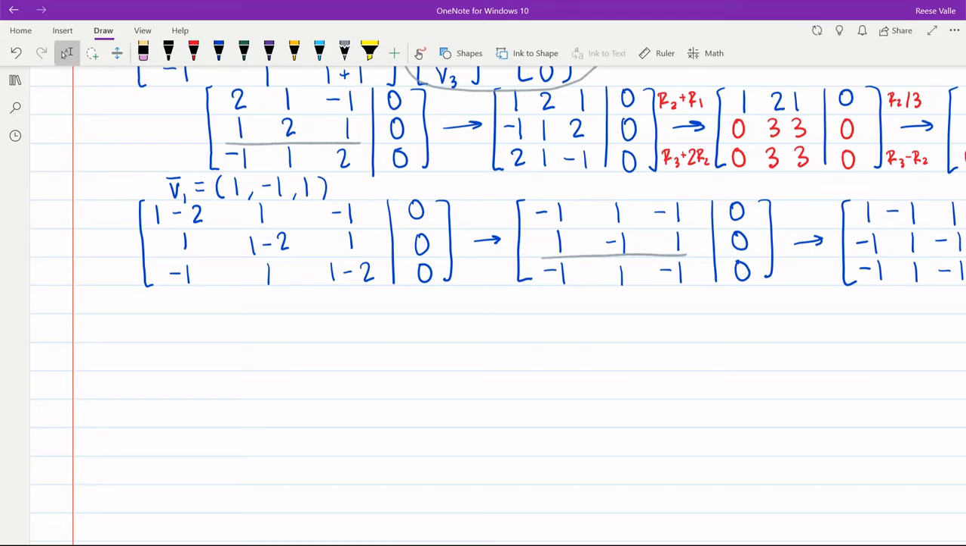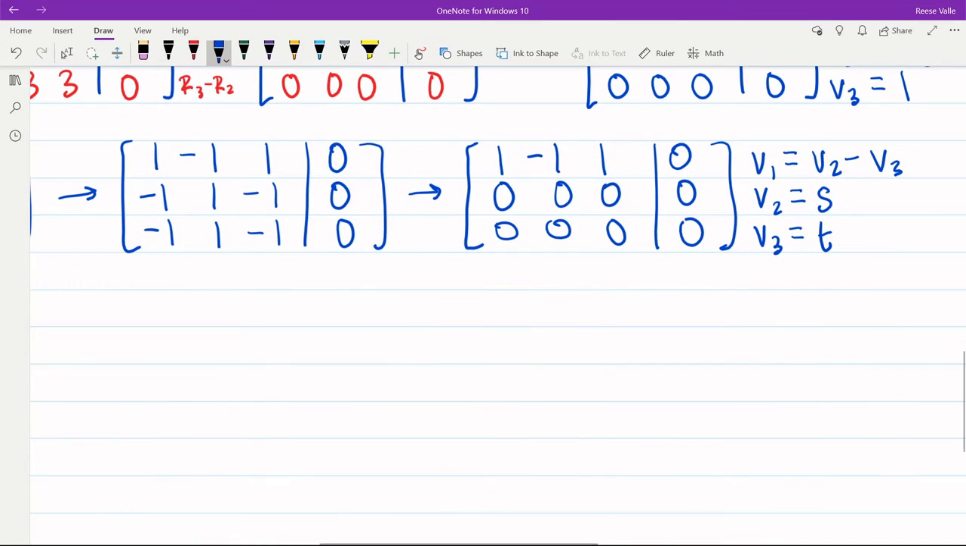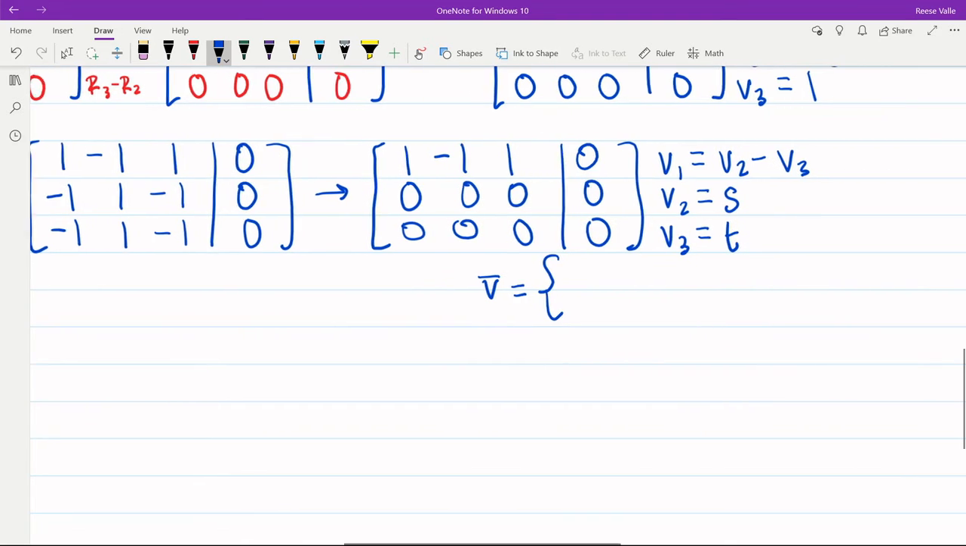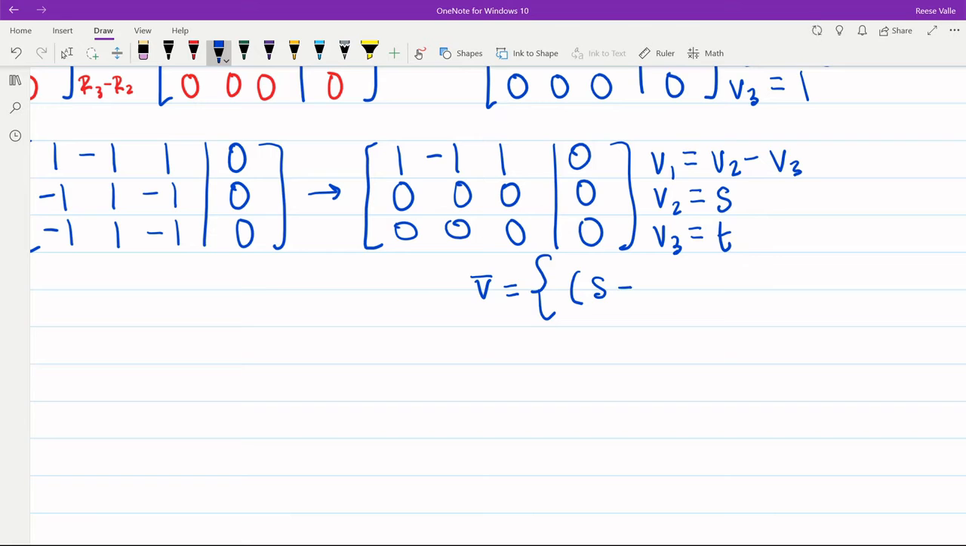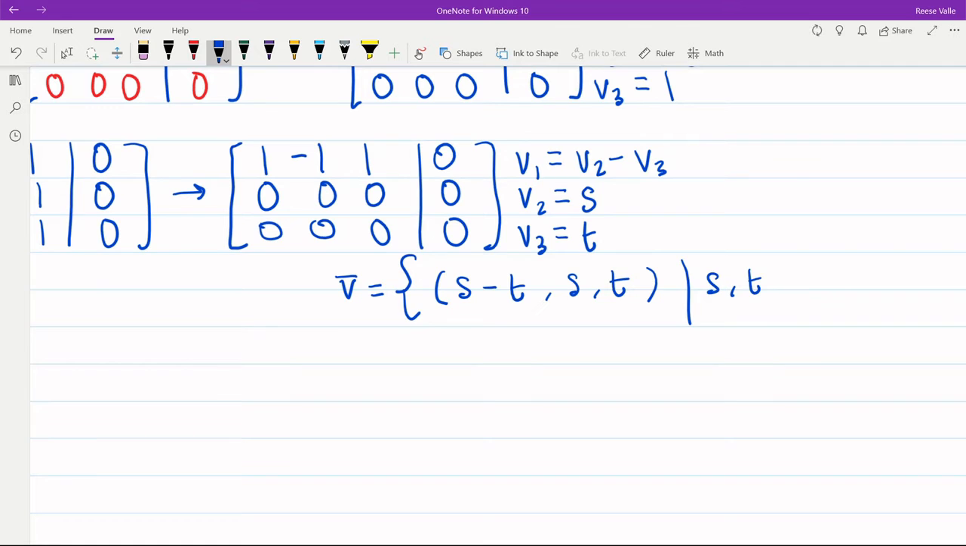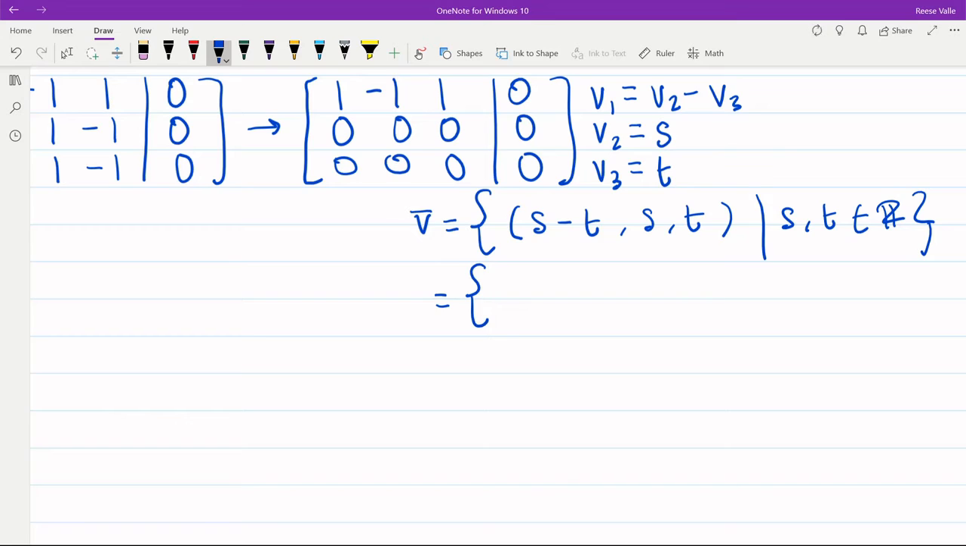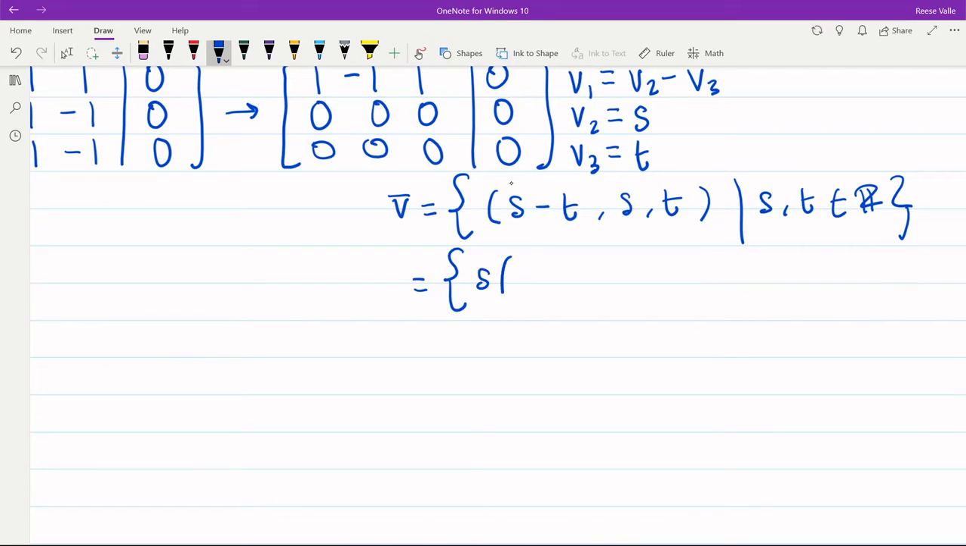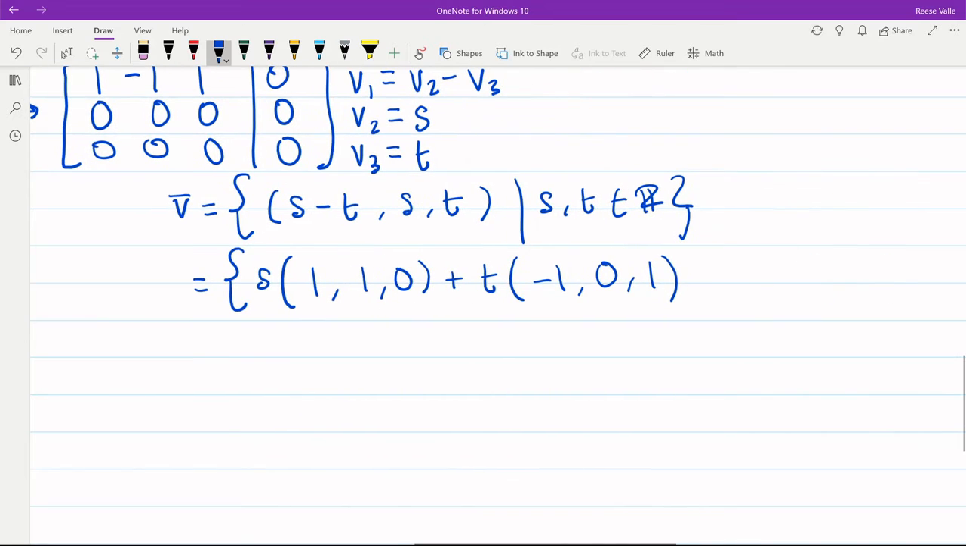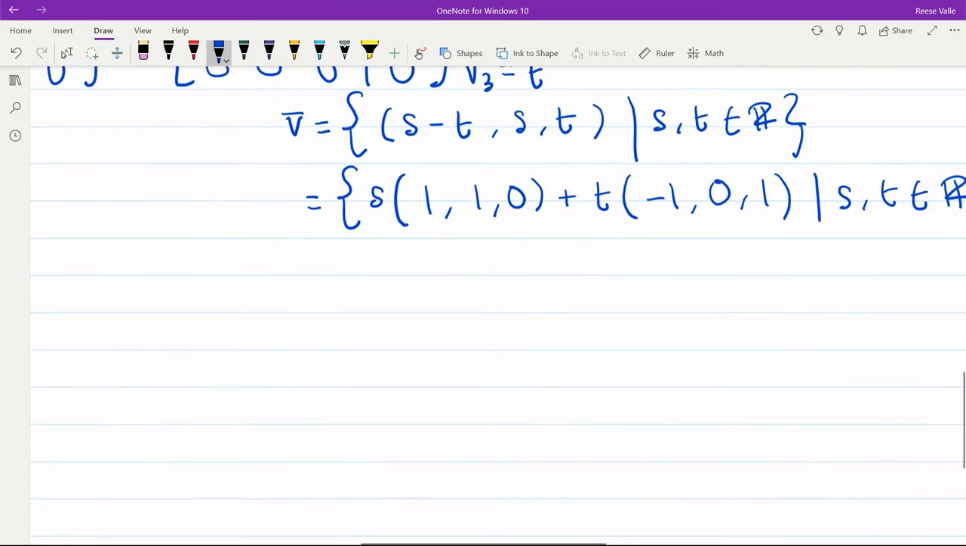And so then I'll just do it over here. This v vector is going to be equal to s minus t, comma s, comma t, where s and t are all real numbers. And then you can also factor out the s and the t, so s times 1, 1, 0 plus t times negative 1, 0, 1. Same thing here, s and t are in the real number sets.